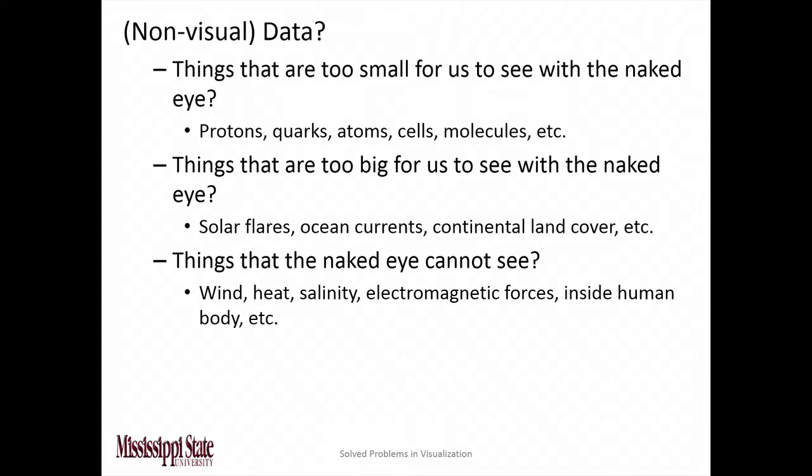So what is non-visual data, or what kind of data do we start with in doing visualizations? Are there things that are too small for us to see with the naked eye? Protons, quarks, atoms, cells, molecules, etc. Are there things we're trying to look at or visualize that are too big? Donna Cox picked on, I think, solar flares. We've done a lot of work in ocean currents, continental land cover. When you think about the big things, though, in a lot of cases, if you get far enough up, you can see them.